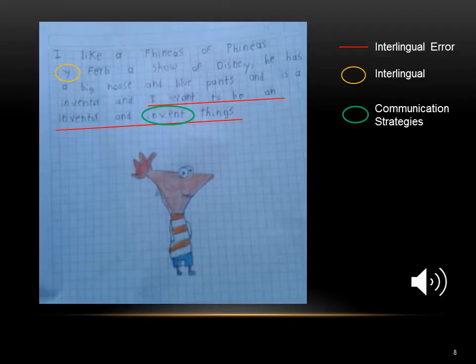So here we can find three kinds of mistakes. The first one is an interlingual error where he wrote, I want to be an inventor and invent things. Then a communication strategy because he doesn't know how to use the word inventar, so he wrote invent because it sounds similar. And then an interlingual error because he wrote fin as a verb. He used a Spanish word for saying and, so he used e.